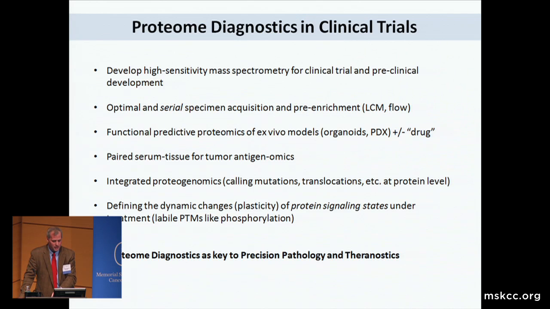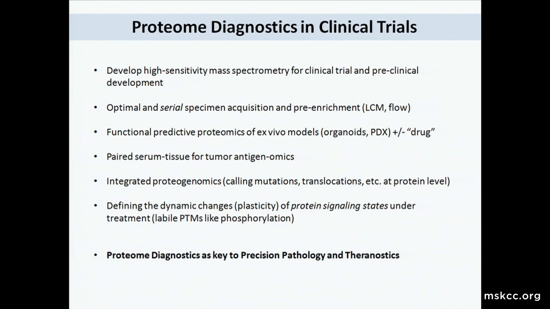And so if we were to bring proteome technology into clinical trials, what would we like to do? Well, we would like to have high sensitivity tests, both for the clinical trial as well as obviously for preclinical development. We will need samples that are optimally collected and ideally serially. And that's already when you look at ongoing clinical trials where we have a real problem. There are very few trials right now ongoing where we actually have good serial sampling, tissue and bloods, of patients before, on, and off treatment.